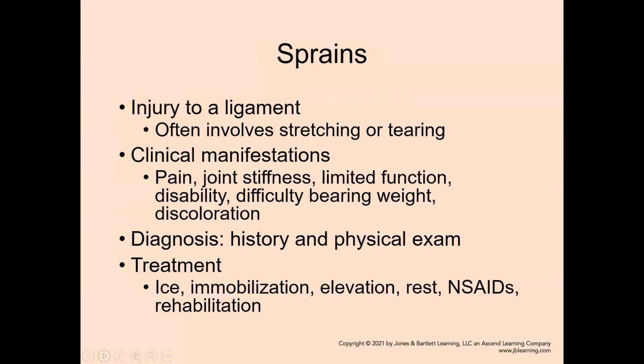Diagnosis is done by history and physical exam. And if someone has a joint and you're in urgent care and you can't tell if it's a fracture or a sprain, you may actually even x-ray them to see if there is a break. But generally you can make the diagnosis just by history and physical exam. Treatment includes ice, immobilization, elevation, rest, NSAIDs, and rehab.